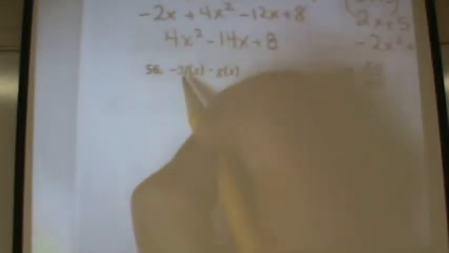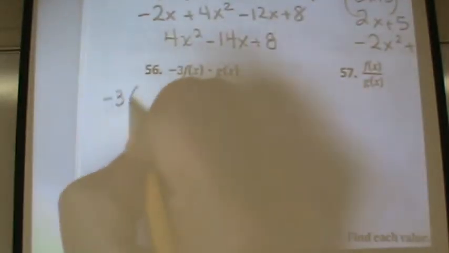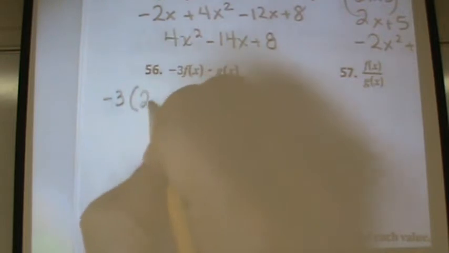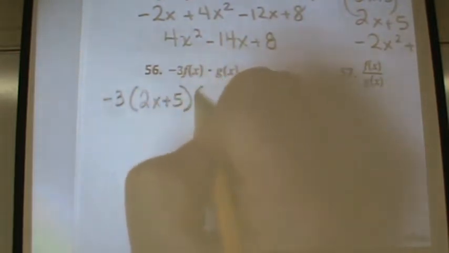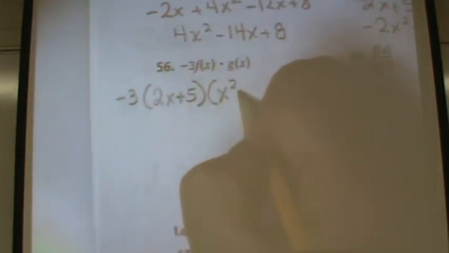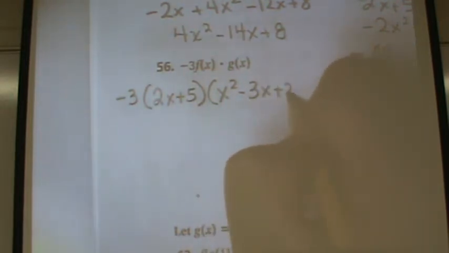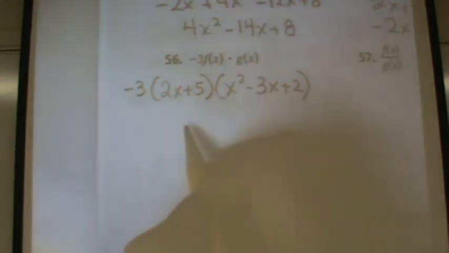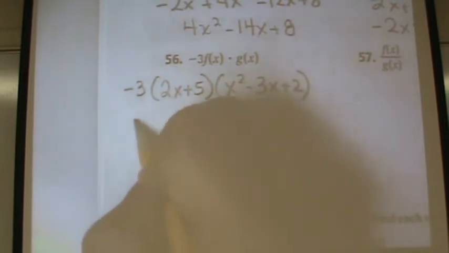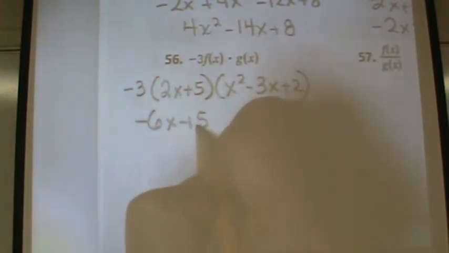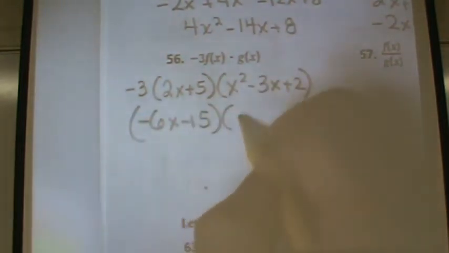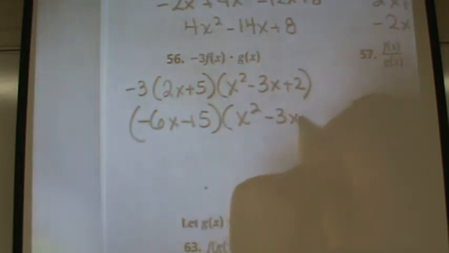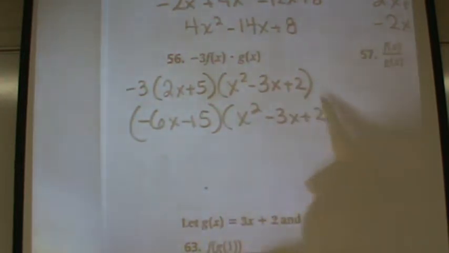56, you have to take negative 3 and multiply it by the f function. And then multiply the g function. So I'm going to rewrite this as negative 6x minus 15. And guess what? You're going to FOIL that with this. This is a big one.